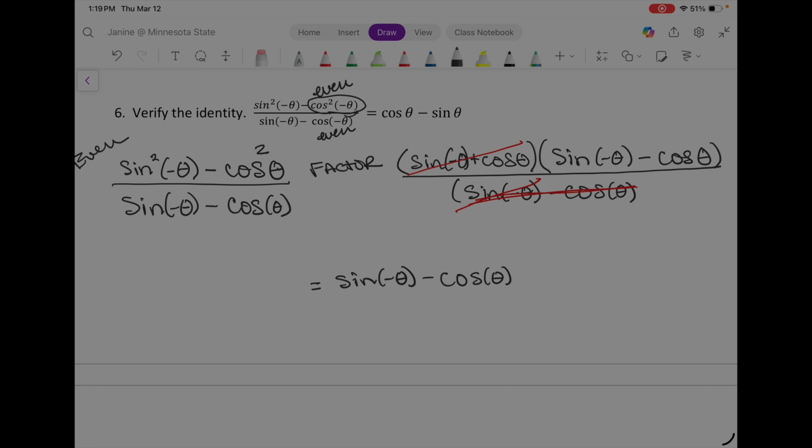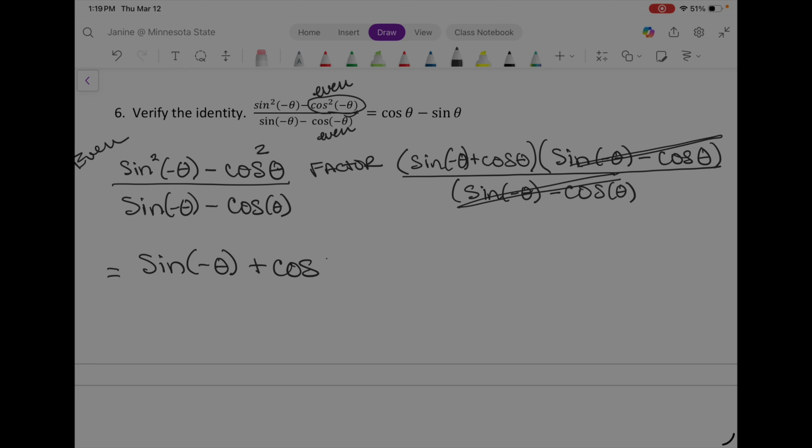Oh, was that supposed to be a minus? Oh, you know what? I canceled the wrong ones. Let's rewind. Let's look. I need to take this one out with this one because of the minus signs. All right. So what's left is sine negative theta plus cosine theta.